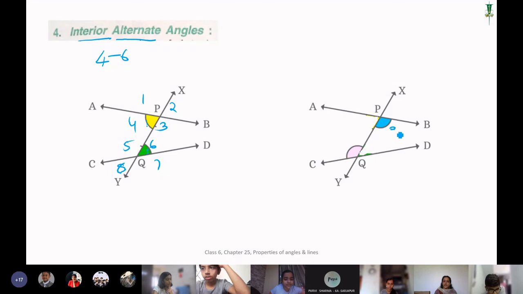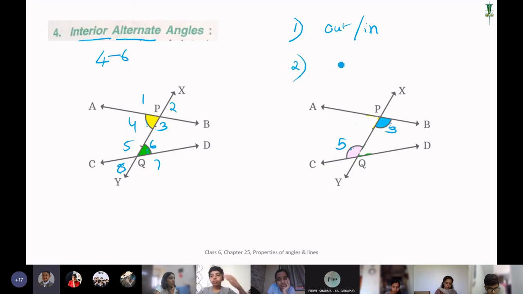In this one, 3 and 5. 3 and 5 are in the interior and they are on the opposite side of the transversal. So to know the relation between angles, first you must check whether they are outside or inside. Second, you must check whether they are alternate or allied.